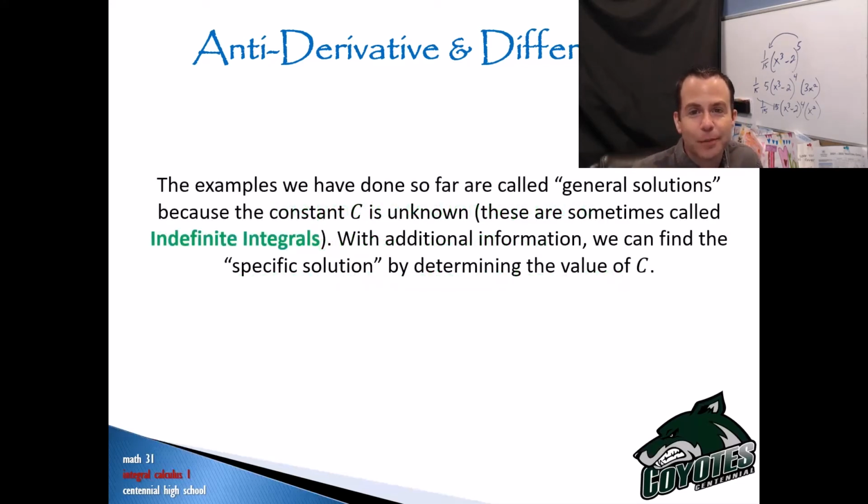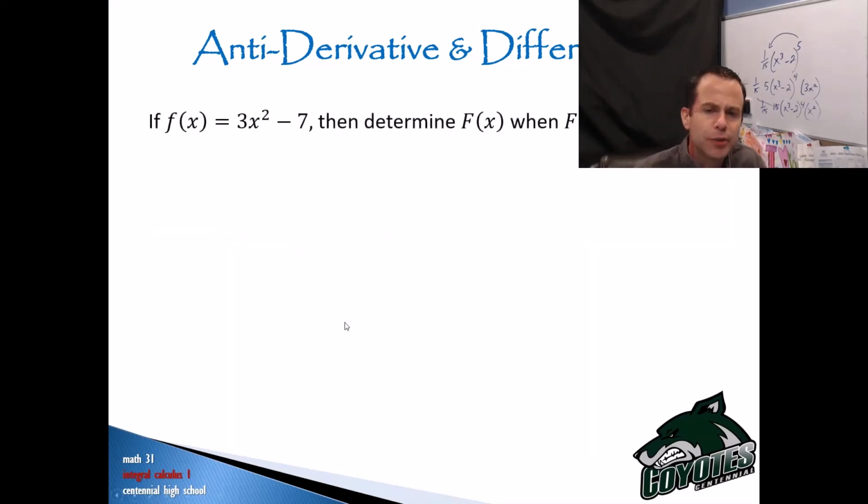Okay, so the examples we've done so far are called general solutions because the constant c is unknown. And remember, I said in 6.1 that these are sometimes called indefinite integrals. With additional information, we can find the specific solution by determining the value of c. So it's not too much more complicated than what we've already done, I promise.